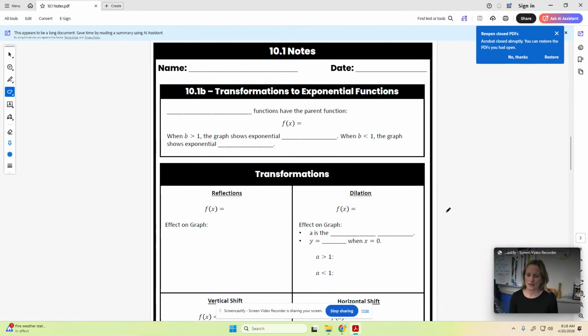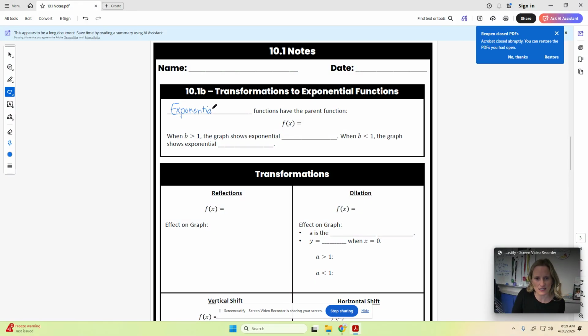In this video, we're going to talk about transformations to exponential functions, and I've actually broken this lesson into two different videos to keep it from getting too long. So in this first one, we're going to talk about the different transformations, which are the same transformations that we talked about with lines and with parabolas. So we have reflections, dilations, and then both our vertical and horizontal shifts. And then in the second video, we will talk about creating the graphs from those transformations. So we are doing transformations to exponential functions.